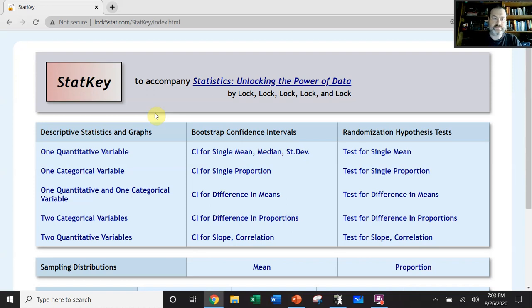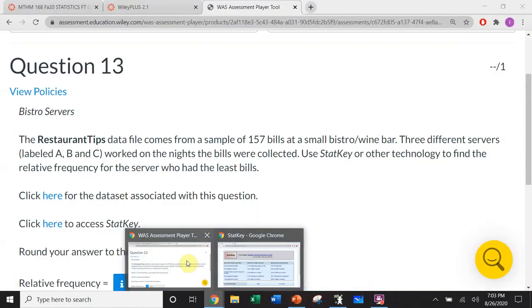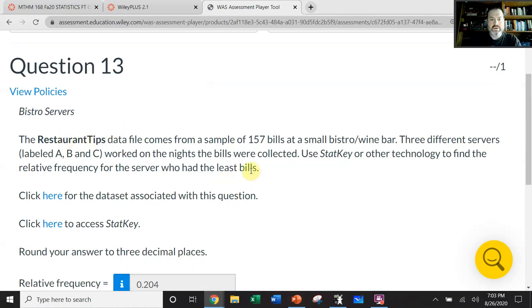In section 2.1, we were doing categorical variables, right? But think about what it's saying here, right? We want to find the server who had the least bills. So the servers are not the cases. In this case, each bill is its own case, because look what it says. A sample of 157 bills. That means the bills themselves are what is being analyzed. So every bill has its own dollar amount, credit or cash, server, tip amount, tip percentage, right? There's characteristics of each bill. So the servers are variables.